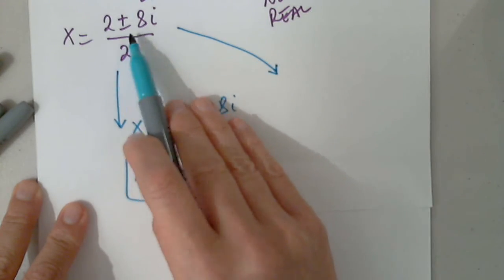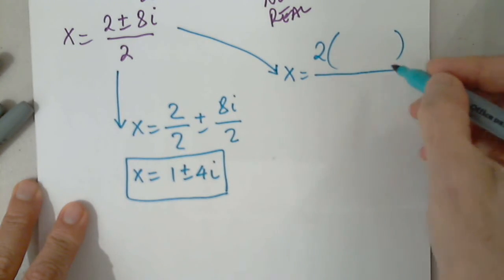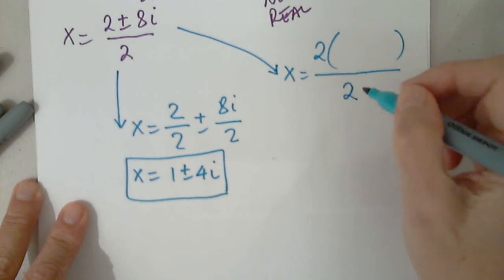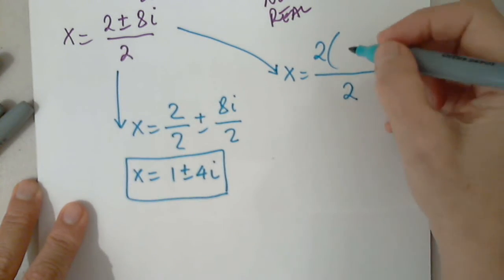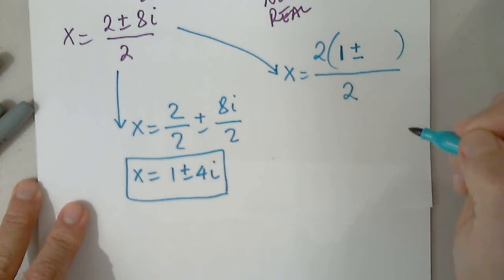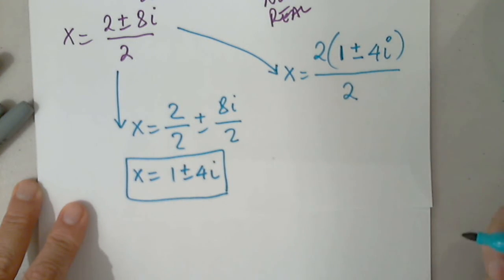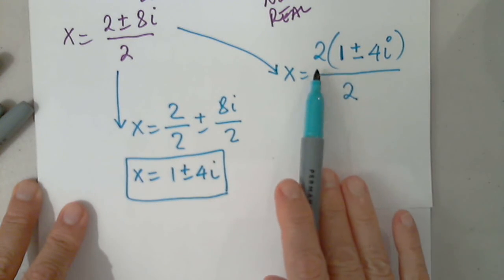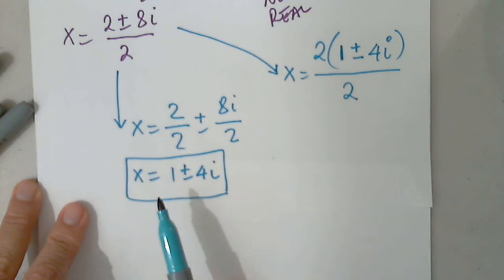Here's a second option, whichever you prefer. 2 and 8 have a common factor of 2. The denominator is 2. I took a 2 out, so there is a 1 left. I copy plus or minus. 2 times what is 8i? Well, obviously it is 4i. Let's check. 2 times 1 is 2. 2 times 4i is 8i.